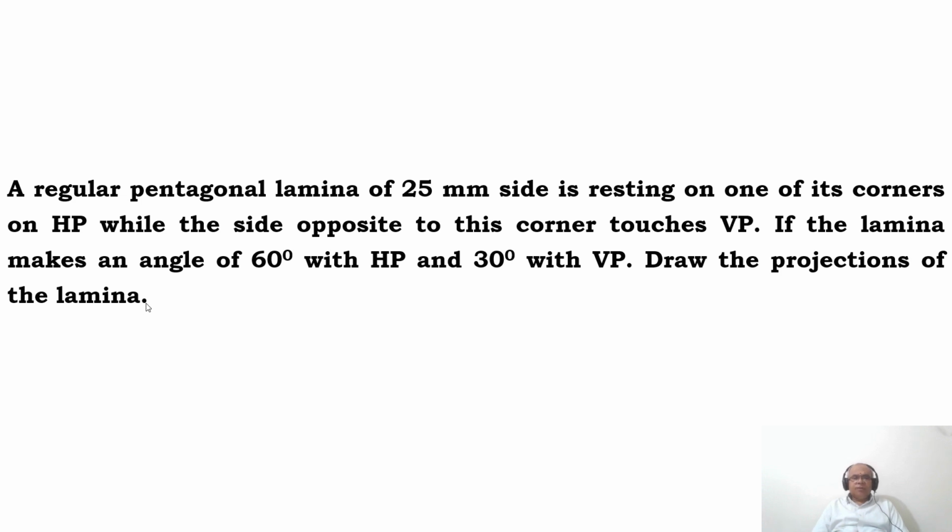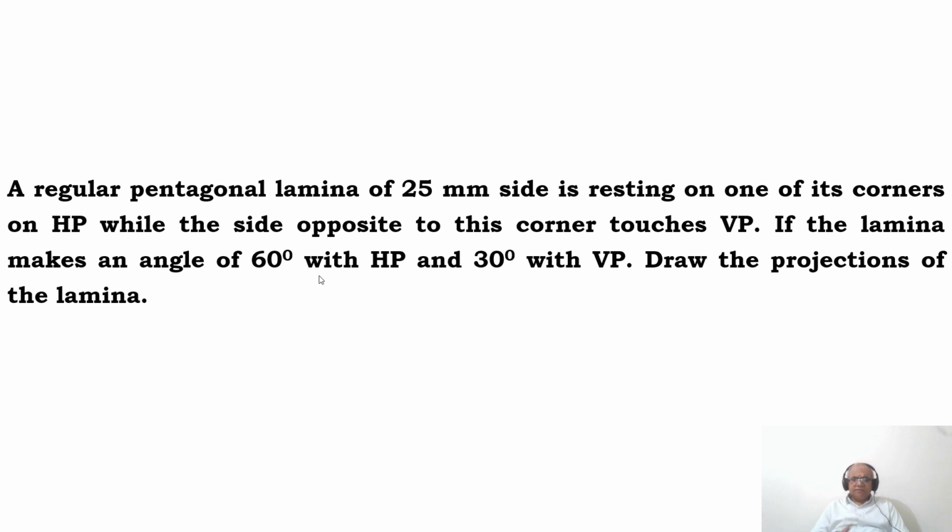So how to analyze this problem in 3 dimension and how to solve this manually. He says that a pentagonal lamina of 25 mm side is resting on one of its corners on HP. Whether in a pentagon it is a corner resting on HP or the side resting on HP, always make sure that one of the edges is perpendicular to VP, because the side opposite is always a corner. So the side opposite to this corner touches VP. If the lamina makes an angle of 60 degree with HP and 30 degree with VP, draw the projections.